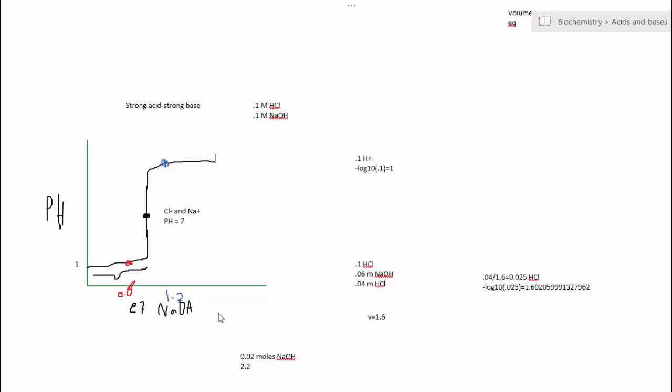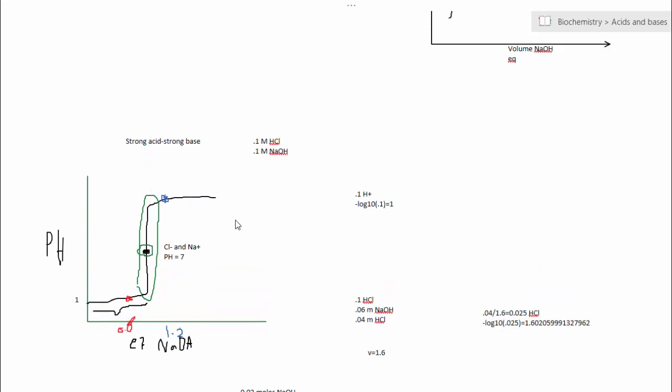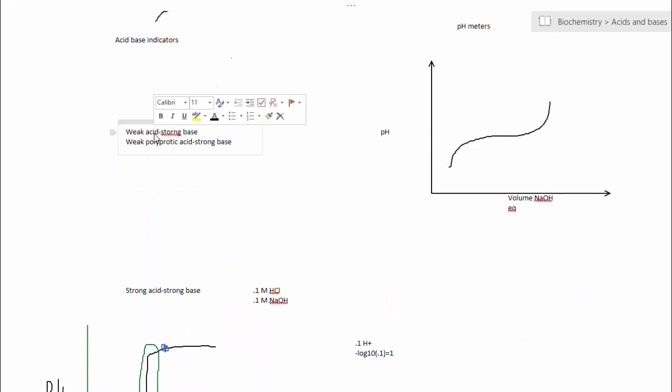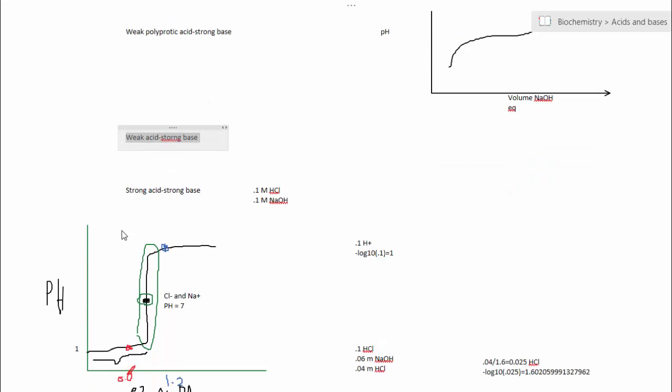Now, the characteristics of this curve are a sharp change around the equivalence point. It is very sharp and covers a large pH range, and also the equivalence point having a neutral pH is a characteristic of titrating a strong acid with a strong base, since the conjugate acids and bases are very, very weakly acidic or basic. Now, going to the next type, which is titrating a weak acid with a strong base.